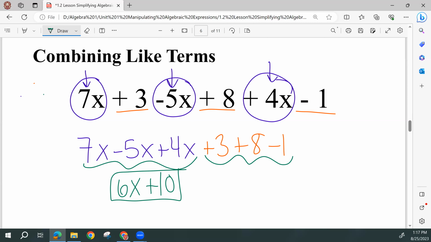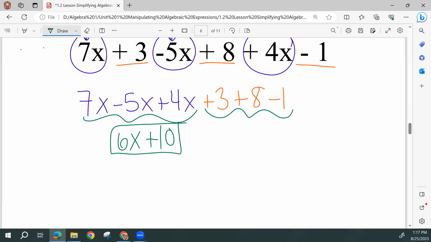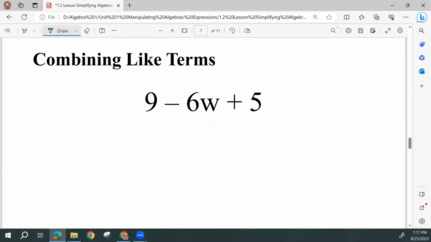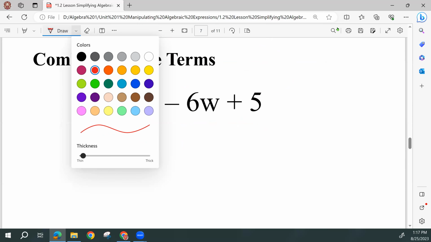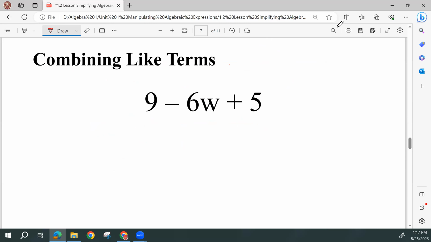Please do use Desmos if you need it, and also ask me if you need some help. I'll do a couple more before I have you do one. It's a good idea to organize your thoughts, so I like the idea of circling things that look alike. So I have a 9 and a 5 that are both constants.